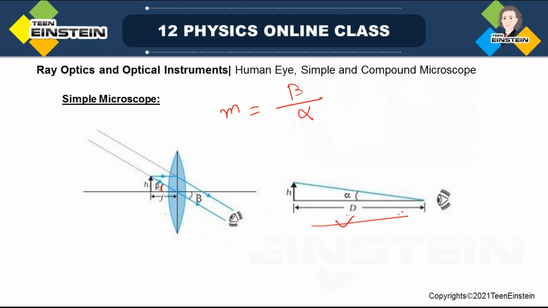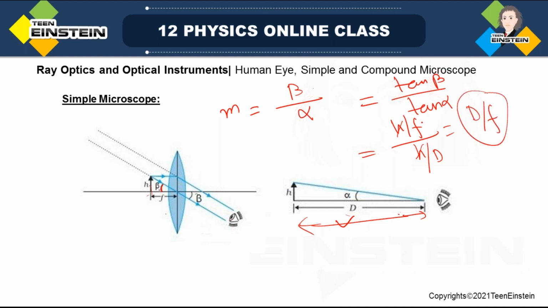We can draw this figure. Suppose the object is at the least distance of distinct vision, d. Since alpha and beta are small angles, I can write tan beta for beta, and tan alpha for alpha itself. From this triangle, tan beta is h by f, and tan alpha is h by d. So h goes off, and then you get d by f.